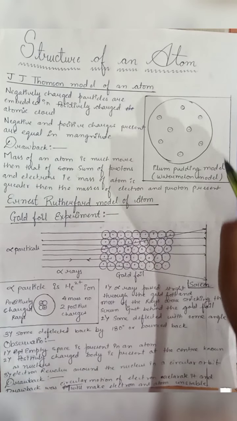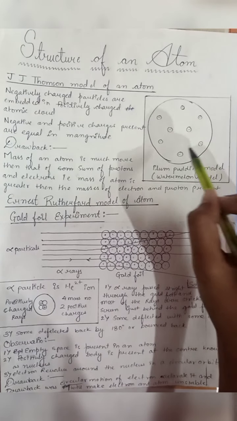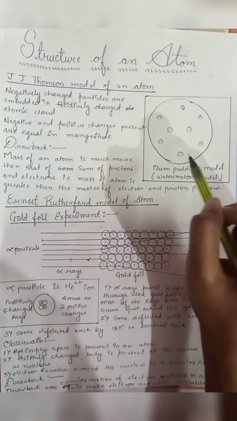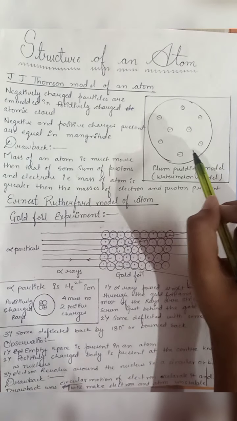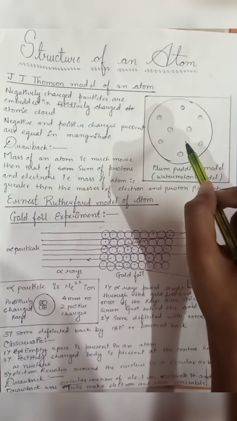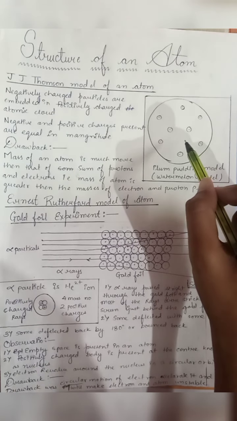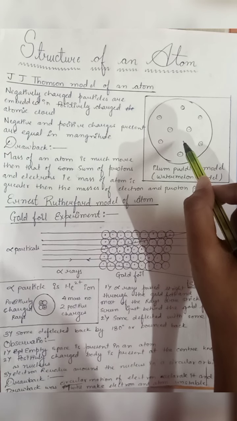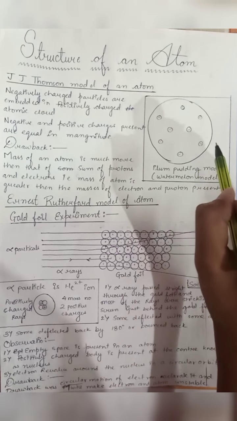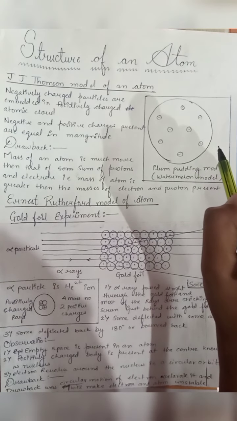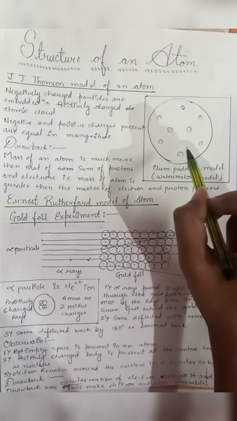Due to some drawbacks present, this model failed. The drawback was regarding the mass of the atom. The mass of the atom observed was much larger than the sum of the masses of positively charged bodies and negatively charged bodies. That means the mass of the atom was larger. Therefore, some unknown subatomic particle is present.